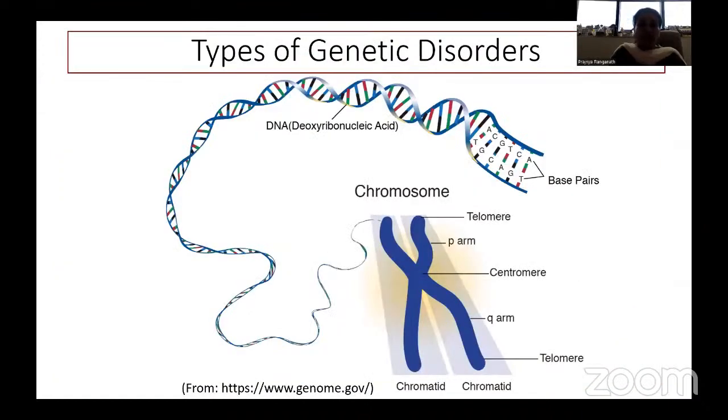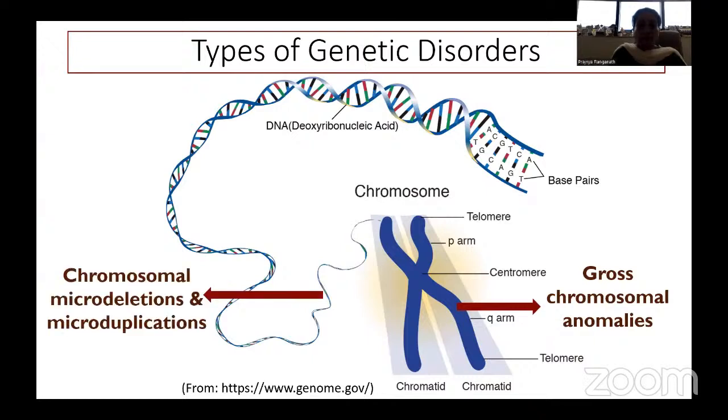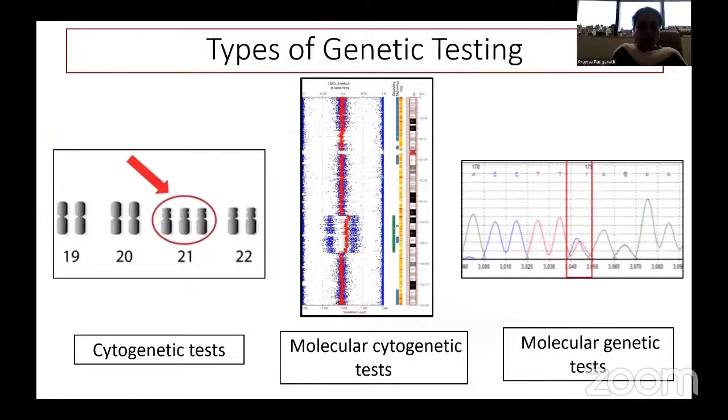So if you look at the types of purely genetic disorders, you could have gross chromosomal anomalies, you could have chromosomal microdeletions and microduplications, and then you have the monogenic disorders where the mutations are within individual genes. So the type of genetic testing would differ depending upon the type of genetic disorder. So for the gross chromosomal anomalies, we do the cytogenetic tests, especially karyotyping.